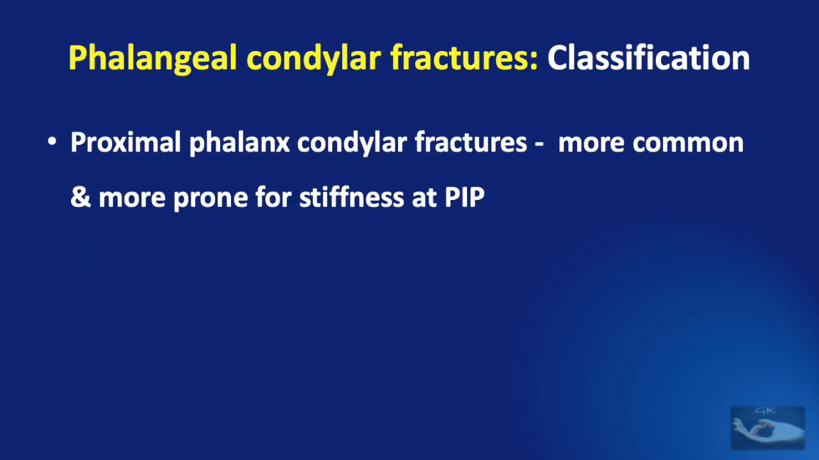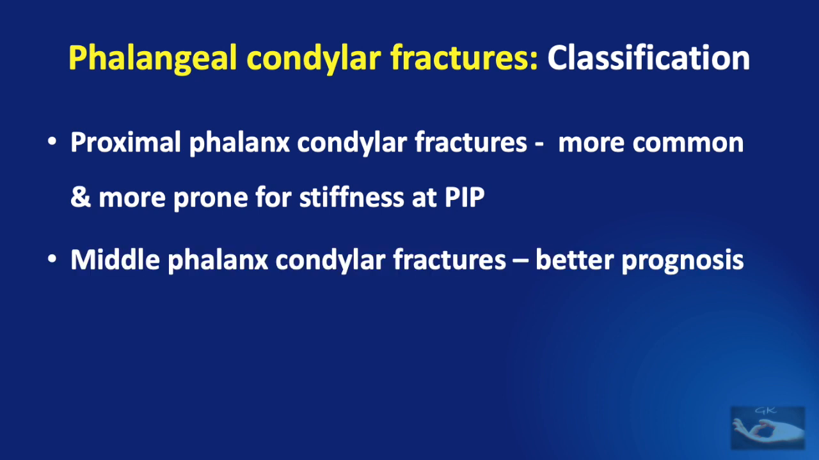When we consider the behavior of the condylar fractures of the proximal phalanx and the middle phalanx, there is a slight difference. Proximal phalanx condylar fractures are much more common and more prone for stiffness at the proximal interphalangeal joint, whereas middle phalanx condylar fractures have a slightly better prognosis as far as the range of motion is concerned. But usually these fractures have a residual mallet finger-like deformity.